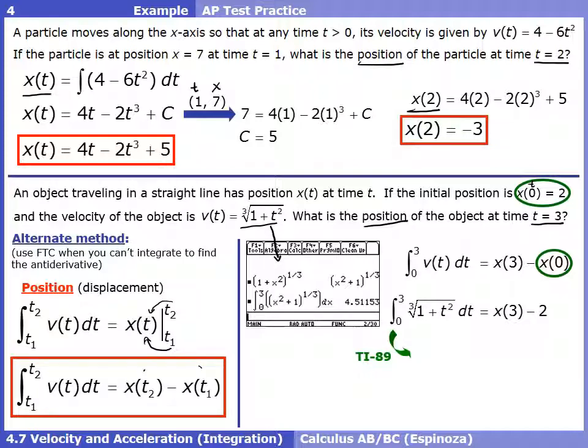If you integrate this function from 0 to 3, you'll end up with 4.51153 equals x of 3, which is what we're looking for, the position at time 3, minus 2. And now it's very simple and straightforward. We'll add 2 to the other side, and of course we're going to follow that 3 decimal rounding rule. The position at time 3 is equal to 6.512. So 2 different ways to essentially do the same kind of problem. So just keep in mind these 2 different methods for solving problems.